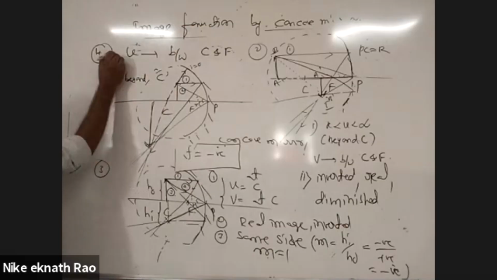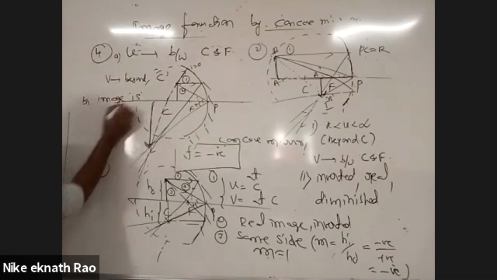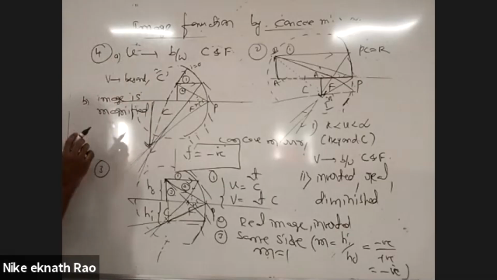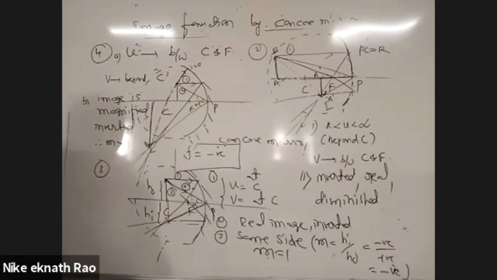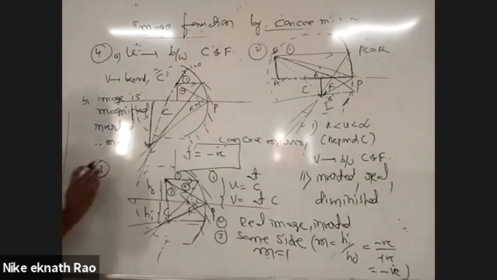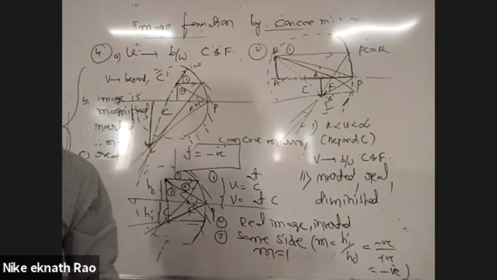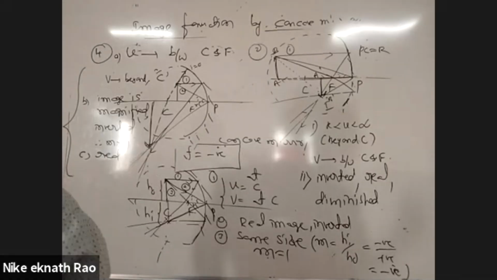So write down this first point. The image is magnified and inverted. Therefore, M is more than 1. Magnified, inverted image, and it is real. This is the nature of the image.